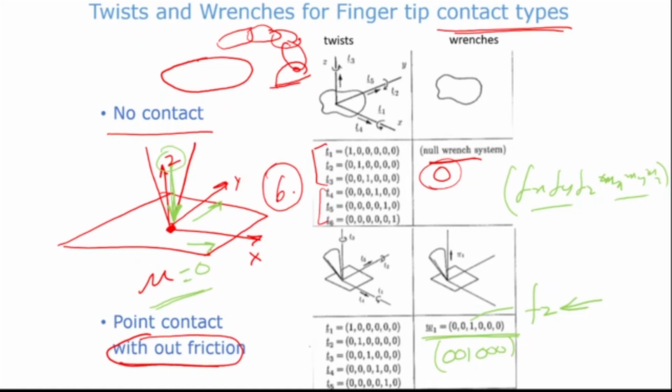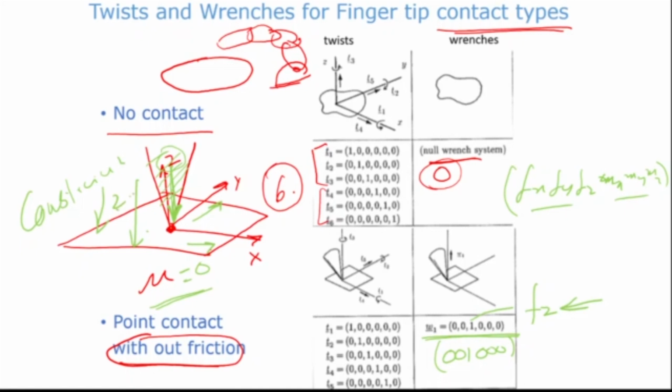Now the twists that are possible are shown here. The first is that one twist will not be possible. Which twist will not be possible? Because the fingertip has made contact here like this. Contact has been made. It cannot go in this direction, right? It is constrained now, so it is constrained to move in this direction, in the z direction.